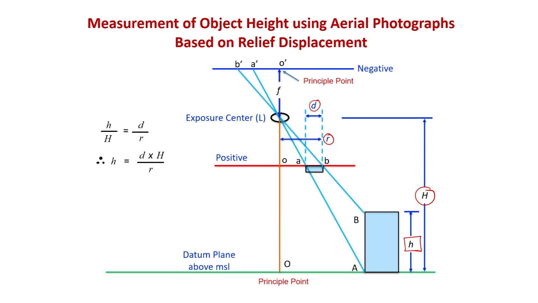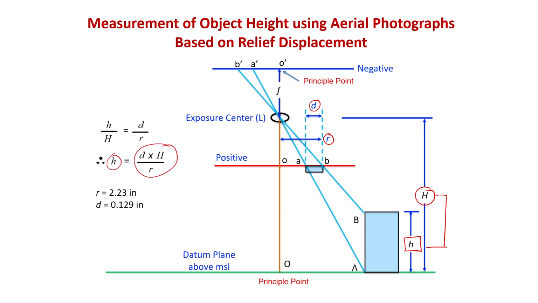Basically, the equation is given as h by H is equal to d by r. So this is what you have: h, the height, divided by H, the flying height, equals d by r, where you get these from the photographs. So for calculating h, you can use this expression.